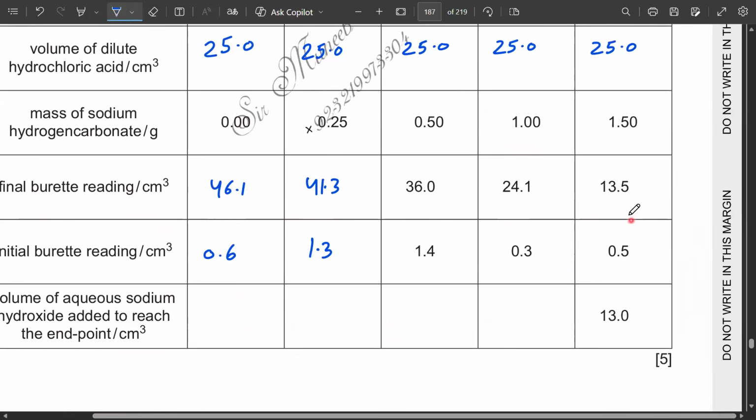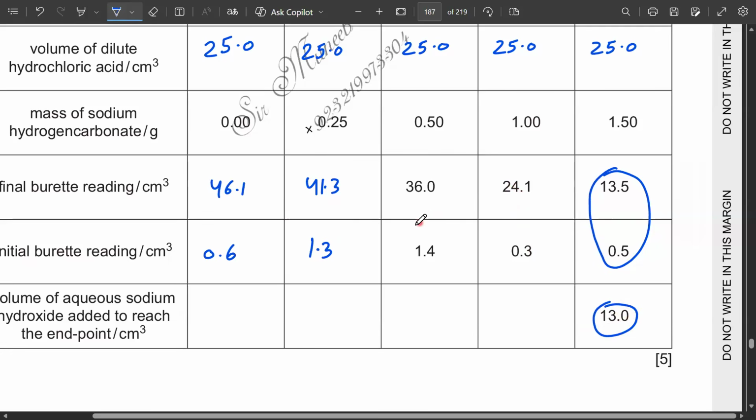They have already done it for experiment number 3, 4, and 5. So the values are already calculated here. They have already calculated for only the last experiment, number 5. The difference of these two readings is 13.0. So you are supposed to find the differences for all the remaining 4 experiments.